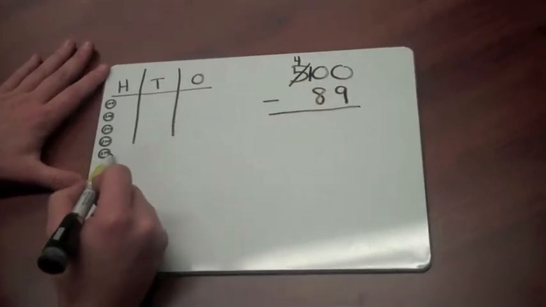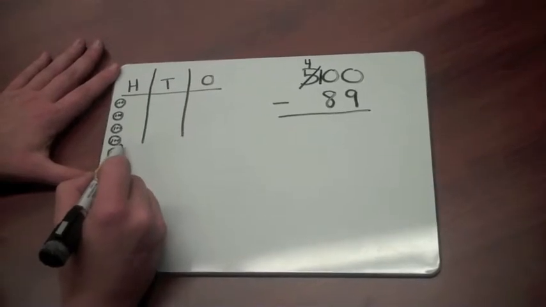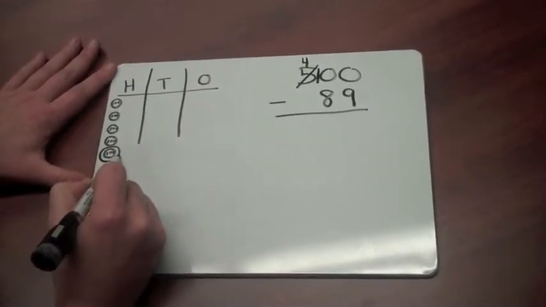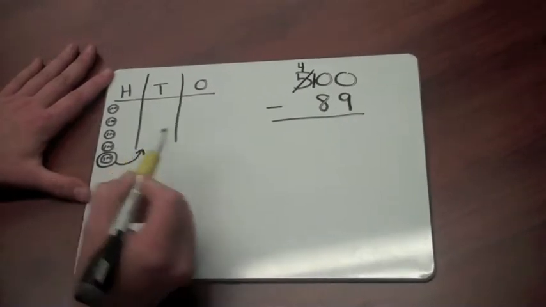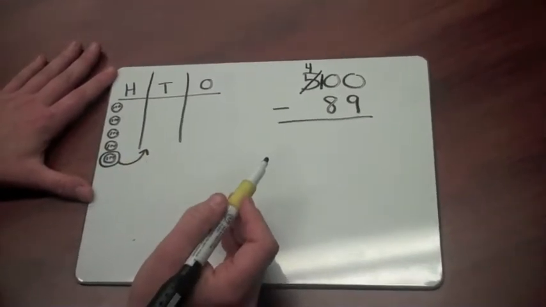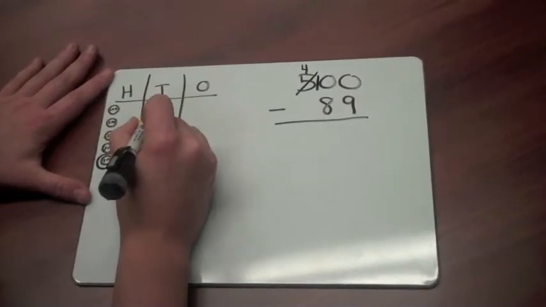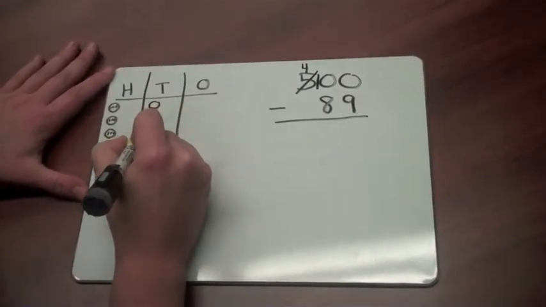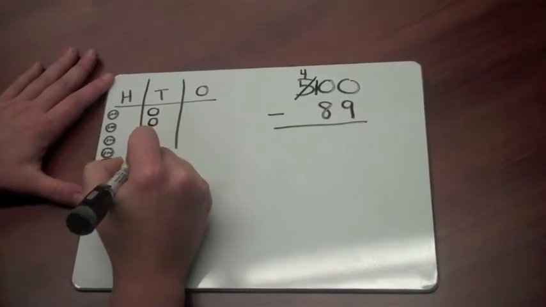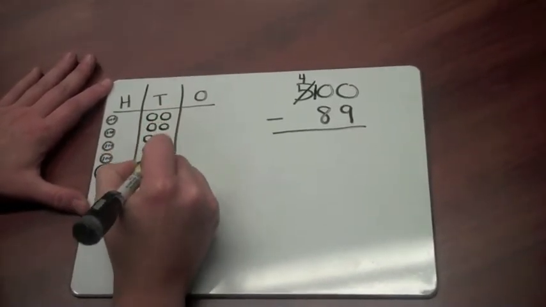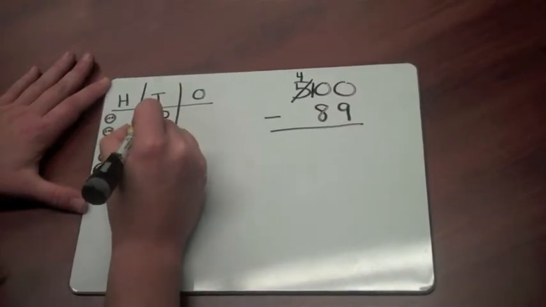So what I'm going to do is go over to my place value chart, take one of my numbered discs, and transfer it over to the tens place. When I transfer the number disc over to the tens place, it turns into 10 number discs that each represent the number 10.